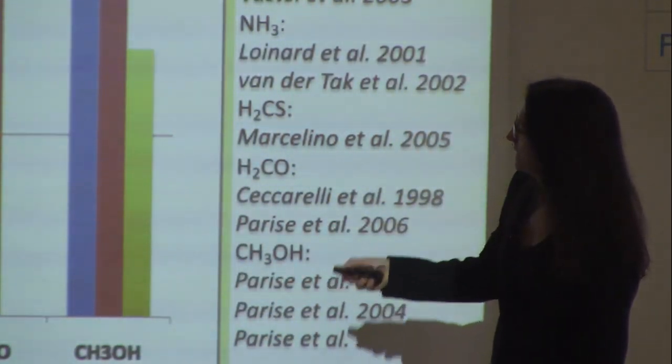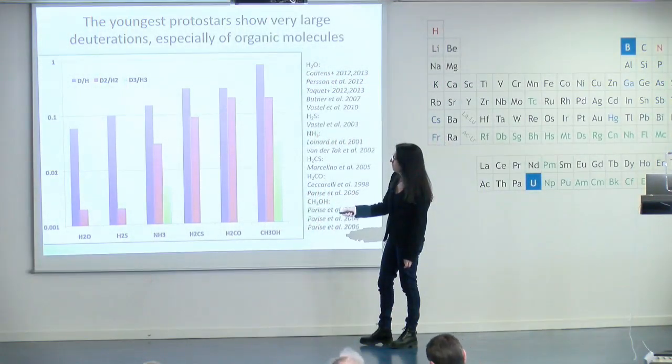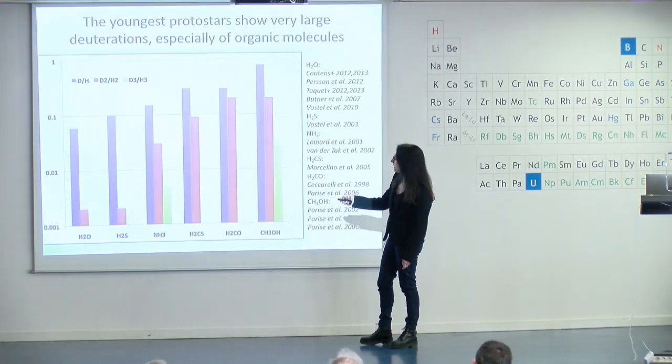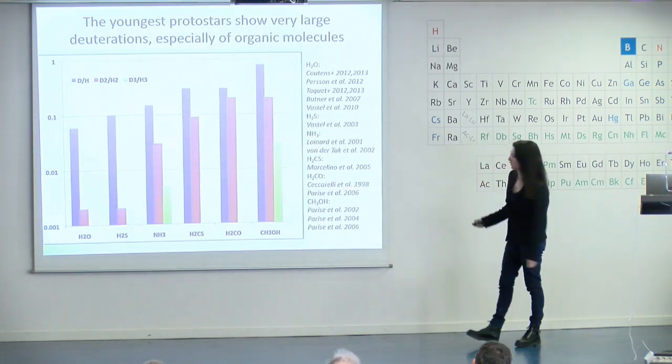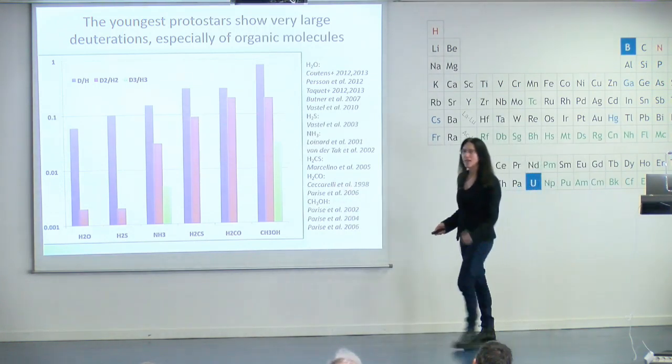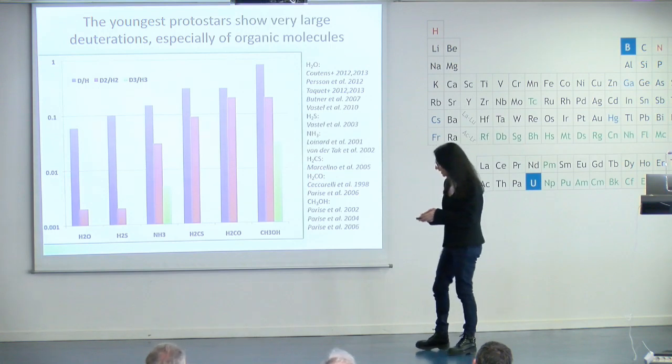And of course, you can see immediately that, yes, water can be deuterated, but only slightly, doubly deuterated. And then what we have is that the organic molecules are much more deuterated than the water. And I think we can finally understand also why this is the case. So why is water less deuterated than the organics?